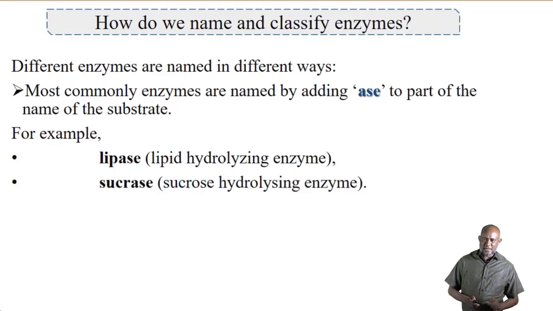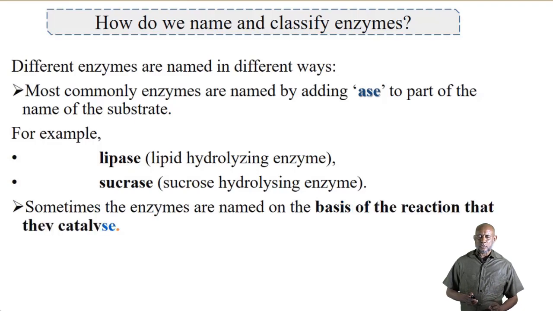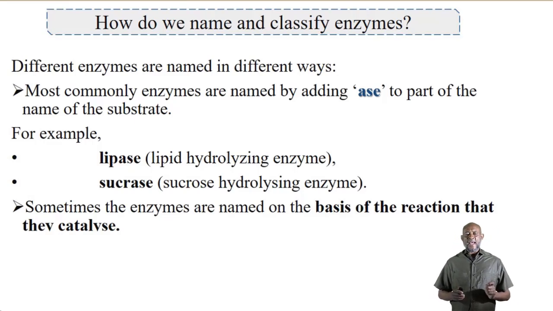Sucrase. This enzyme hydrolyzes sucrose, which is a substrate, so we call it sucrase. And sometimes the enzymes are named on the basis of the reaction they catalyze. For example, polymerase. The previous ones are based on the substrate they are catalyzing. We call lipase the enzyme which hydrolyzes lipid, and sucrase the enzyme that catalyzes sucrose.